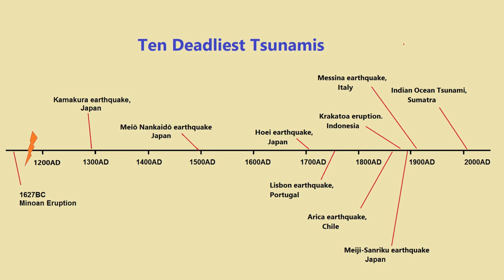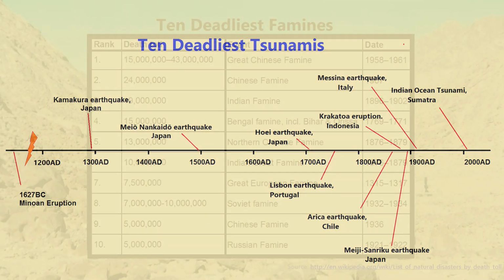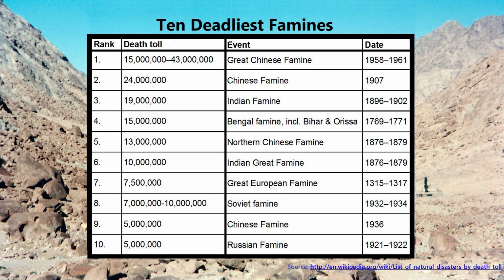Today I'm going to show you how to construct a timeline. A timeline is a way of displaying historical data in a chronological order. First, we need a set of historical data to place on a timeline. I want to make a timeline of the world's 10 deadliest famines.